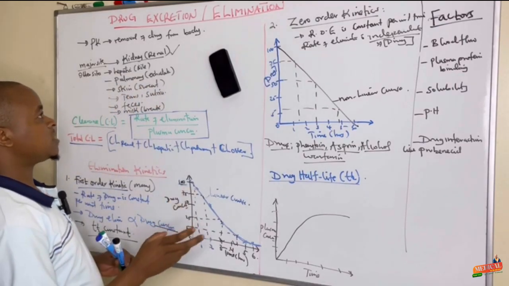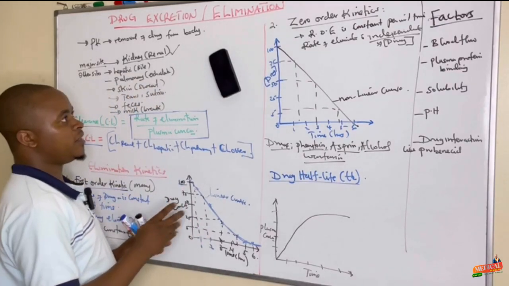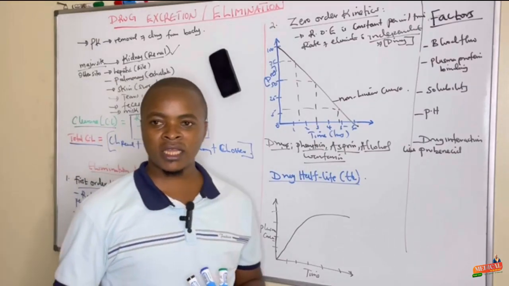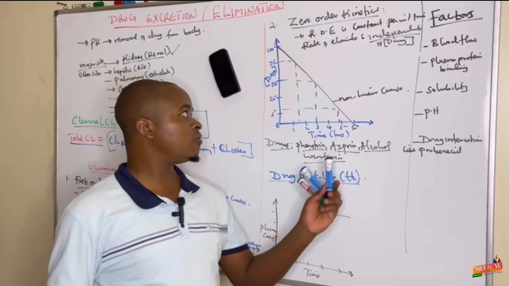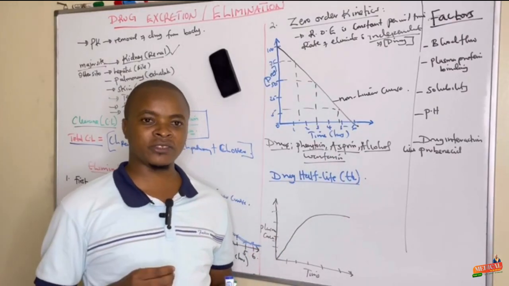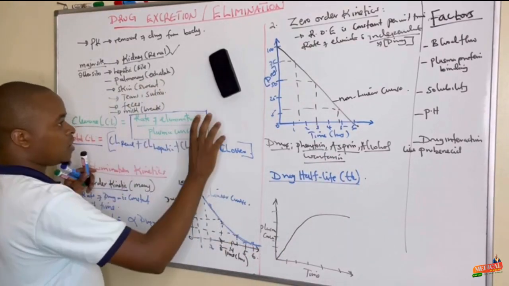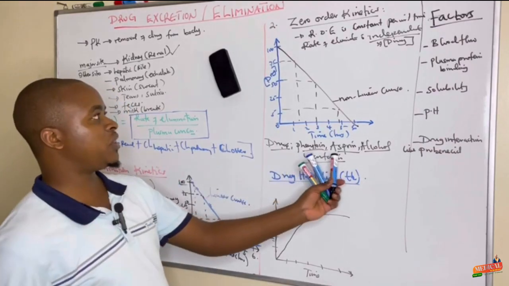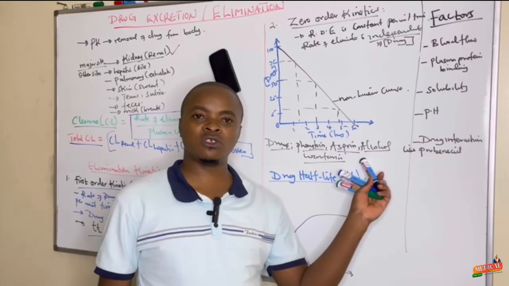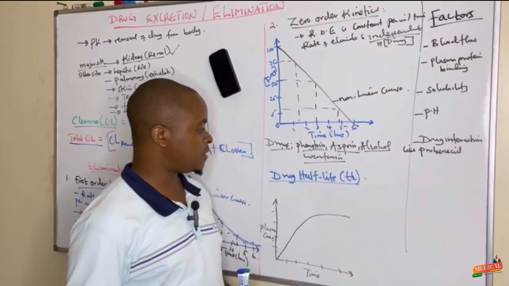So that is what we can discuss: first order kinetics versus zero order kinetics. And the major thing you have to know is the examples of zero order kinetic drugs, because for first order there are many drugs, with the exception of these ones which show zero order kinetics.